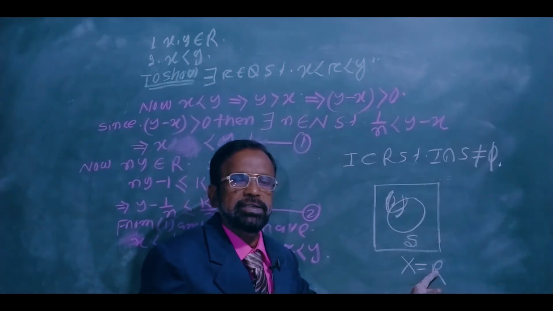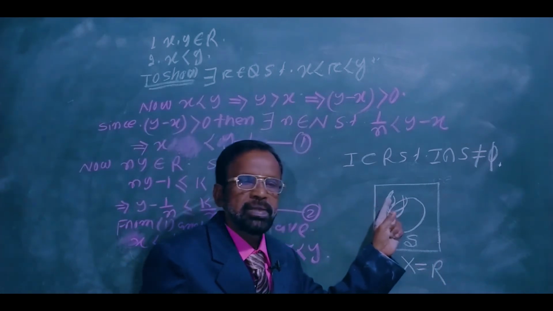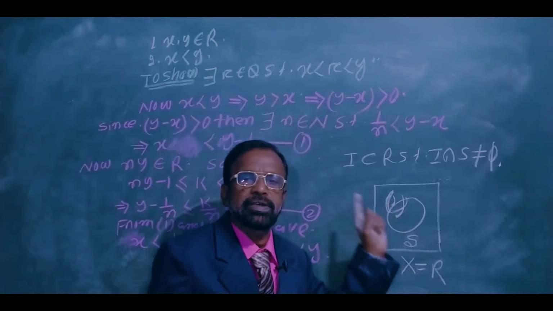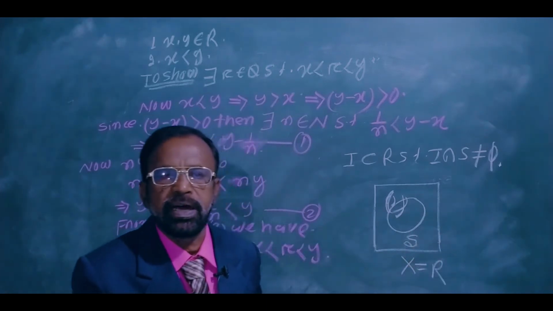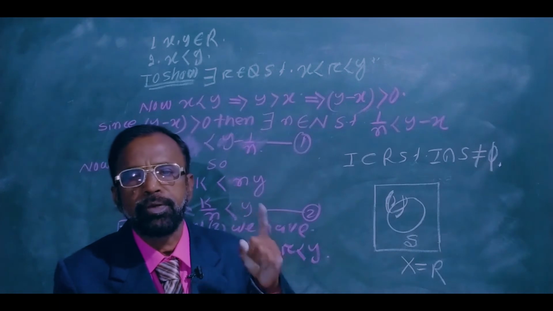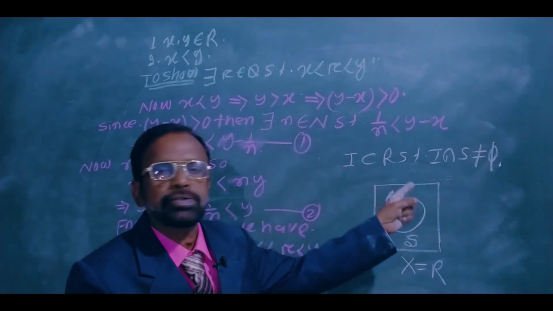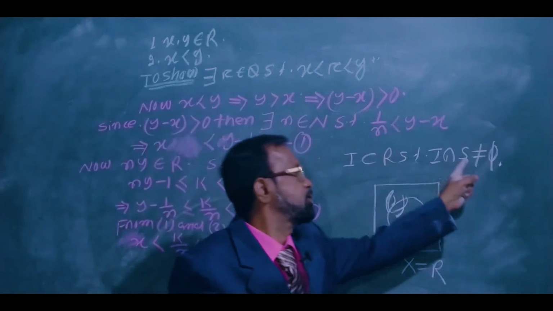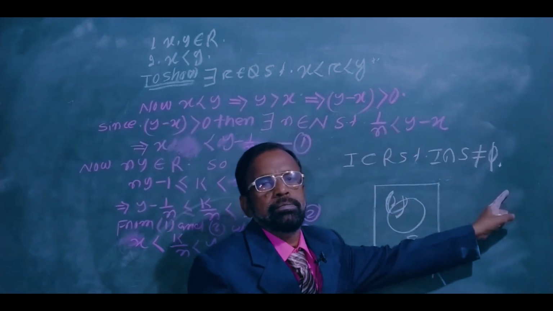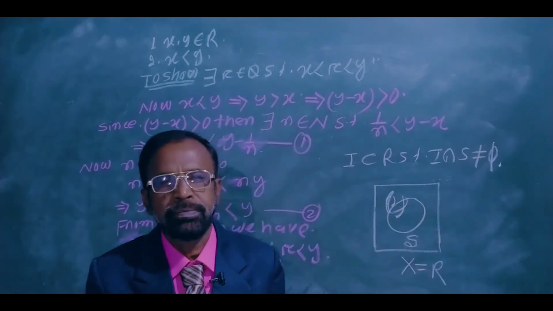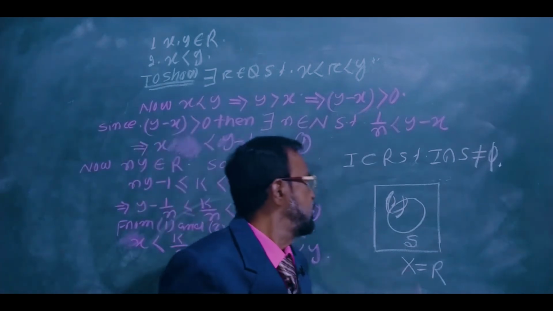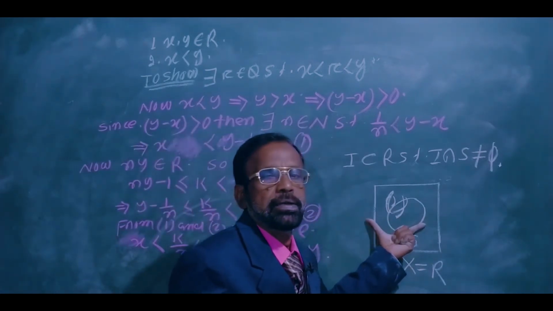Let R be the set of real numbers, S any non-empty subset of R. Then we say that S is dense in R if for every open interval I of R, I intersection S is not equal to empty set. That means I contains at least one element of S. Then we say that S is dense in R.